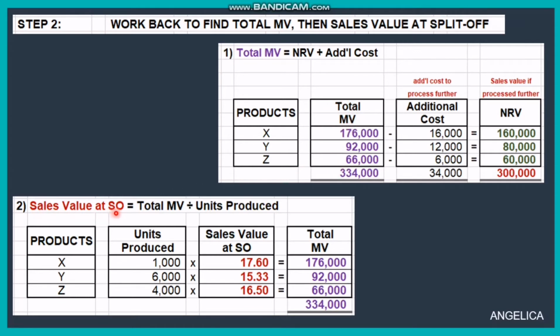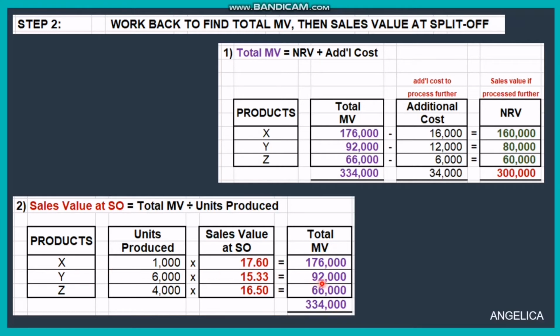Now, to get the sales value at split off, you must divide total MV by units produced. In products X, Y, and Z, its units produced are 10,000, 6,000, and 4,000 respectively. So now to get its sales value at SO, for product X, 176,000 pesos divided by 10,000 units produced is equal to a sales value at SO of 17 pesos and 60 cents.